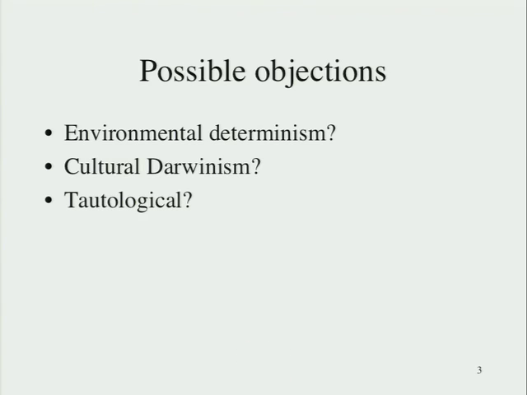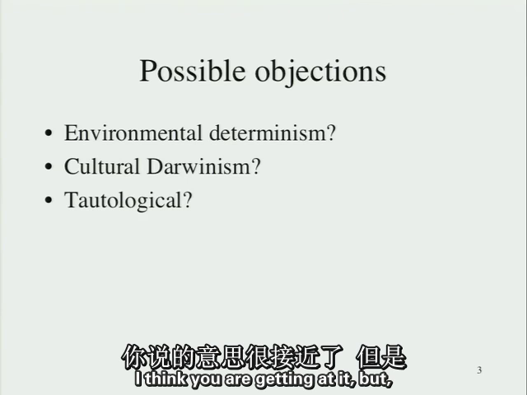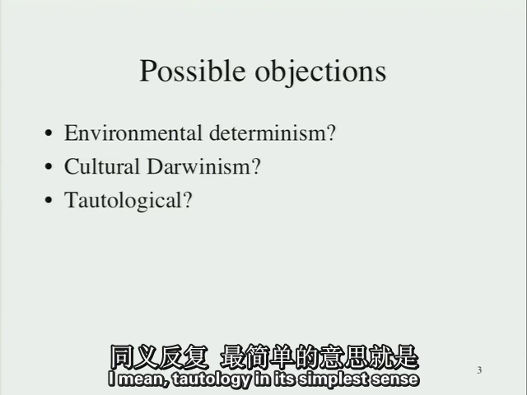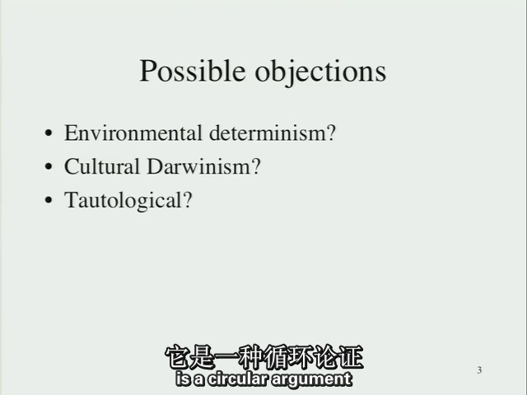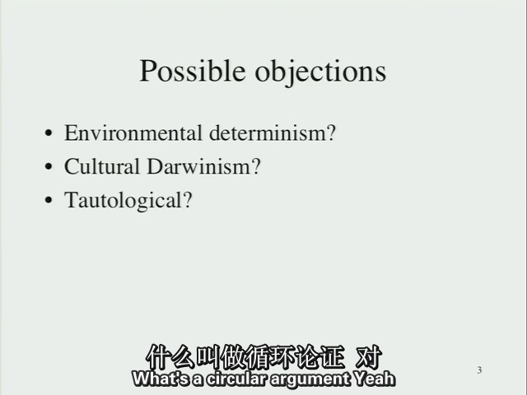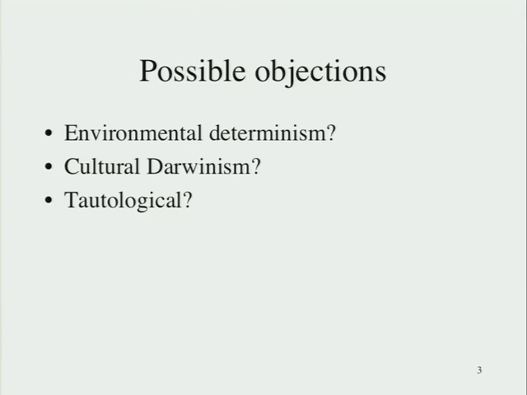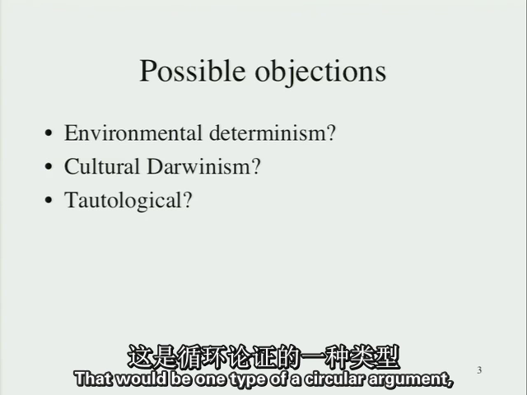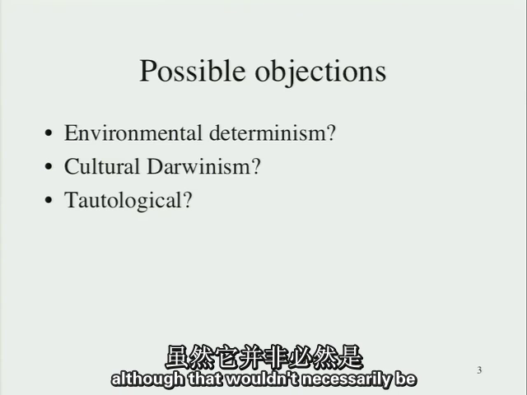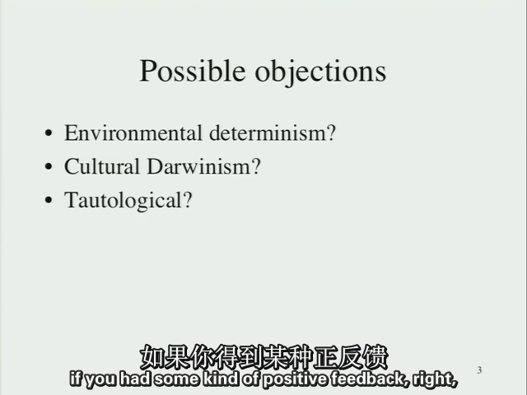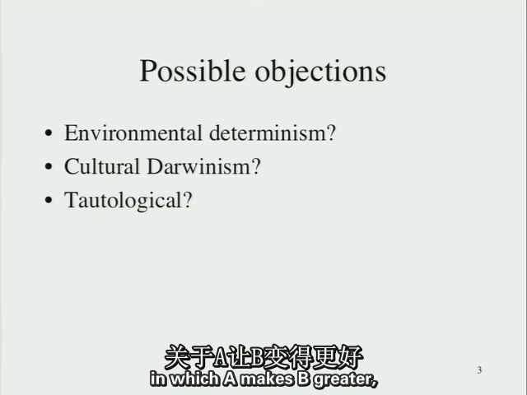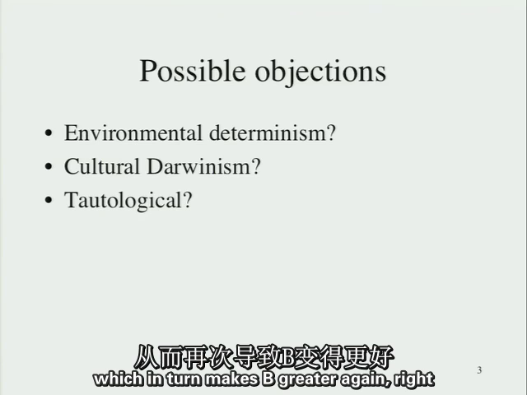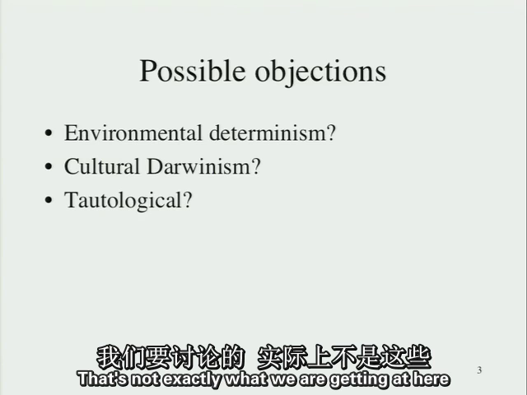Yeah. Isn't it like a repetition? A repetition. I think you're getting at it, but I mean, a tautology in the simplest sense is a circular argument. What's a circular argument? Yeah. You give one thing, and then A causes B, and then B causes A, and so you circle around. A causes B, and B causes A, so it's circular in that sense. That would be one type of a circular argument, although that wouldn't necessarily be logically problematic if you had some kind of positive feedback, right, in which A makes B greater, and B in turn makes A greater, which in turn makes B greater again, right? That's not exactly what we're getting at here.